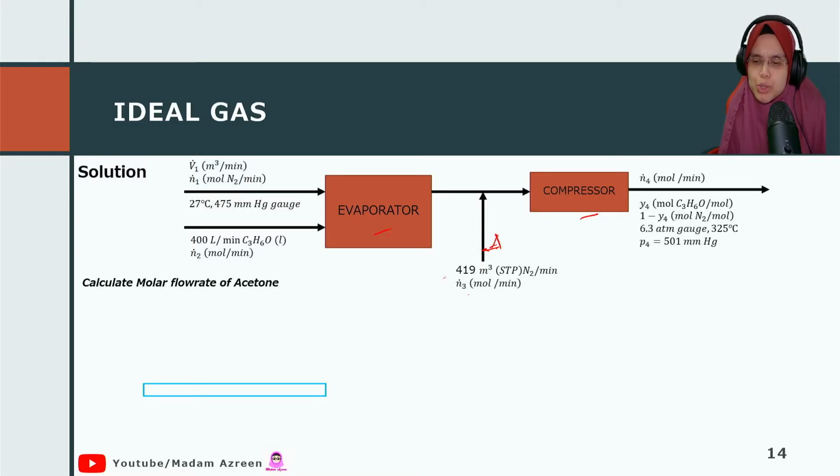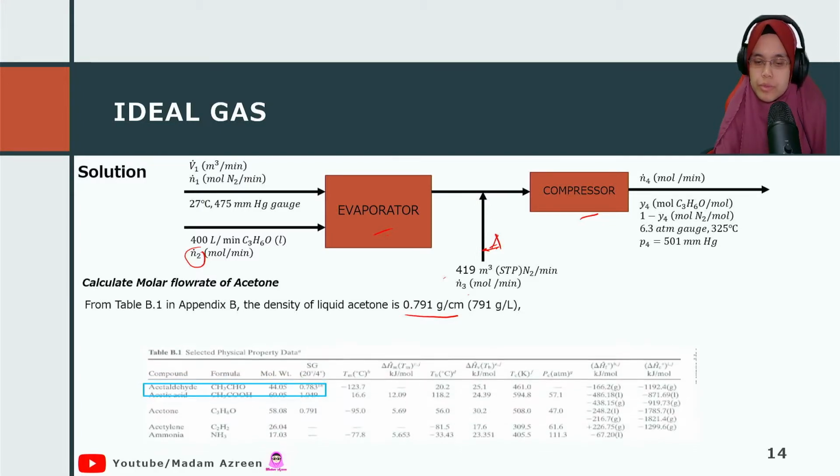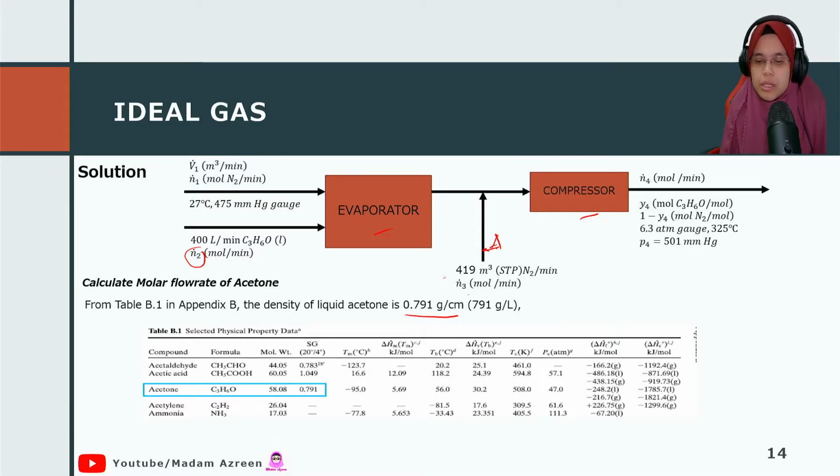Okay, let us proceed to how to calculate the molar flow rate of acetone, which is the value of N2. In Table B.1, which is in the appendix, there is a table that lists out all the properties of all the components. Okay. And from that property, we can determine the liquid density of the acetone. I will attach this table together in Google Classroom.